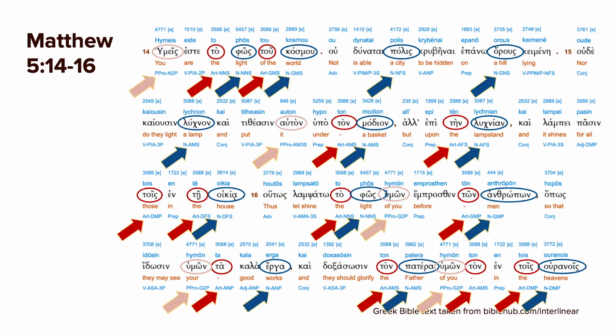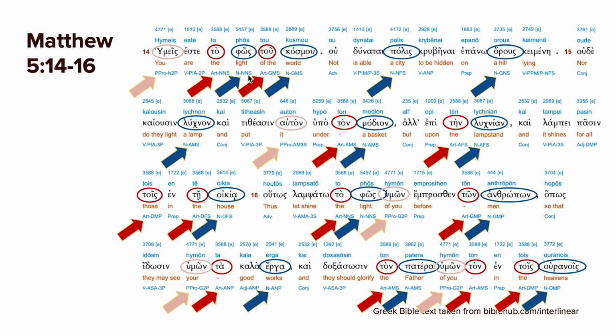All right, busy slide here, but I think you guys are really familiar by now with nouns and their articles, and then the personal pronouns that kind of stand in for the actual idea. So you, instead of saying you believers, he just says you. So that's personal pronoun. Are the light of the world.